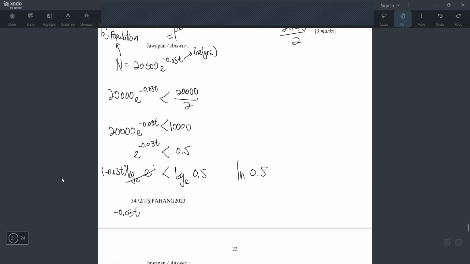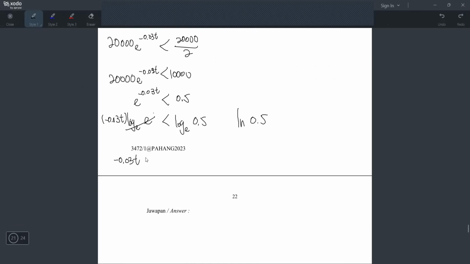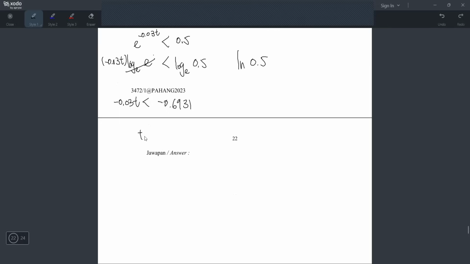Because I told you already, log base e is ln. In your calculator, where do you find this button? Beside the log button, right? So just press ln 0.5, because ln is already automatically log base e. Now you write the inequality smaller here, and the calculator gives you negative 0.6931. Now how to find t? My t will be negative 0.6931 divided by negative 0.03.